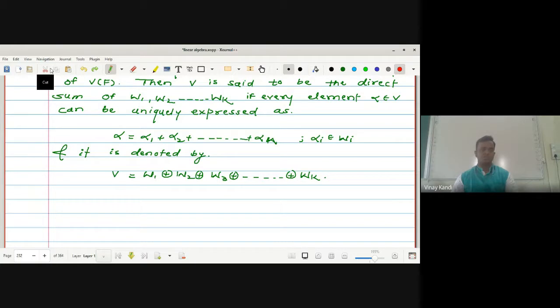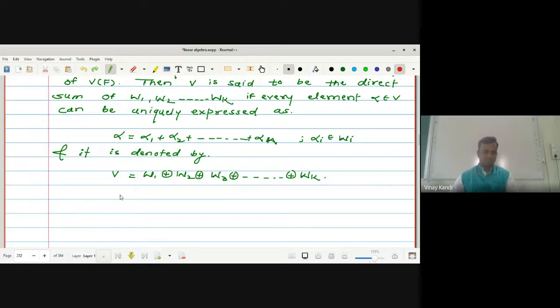Any vector of R2 we can write as a combination of alpha 1 plus alpha 2, where alpha 1 belongs to W1. What is W1? It is (x, 0), where x belongs to R. And what is alpha 2? It is (0, y), where y belongs to R.